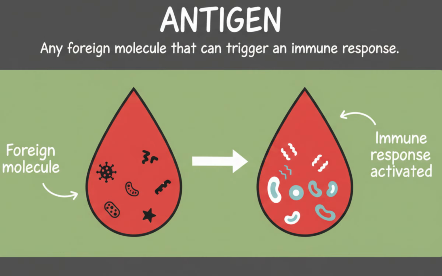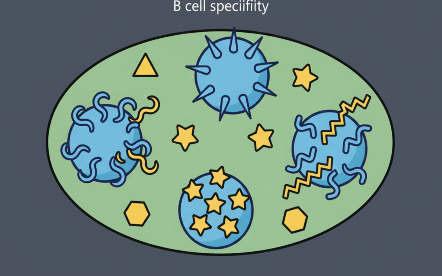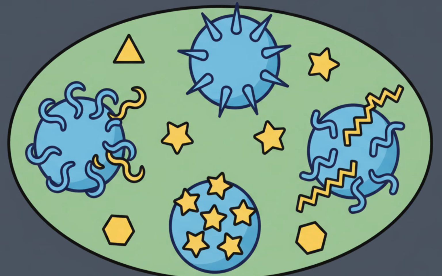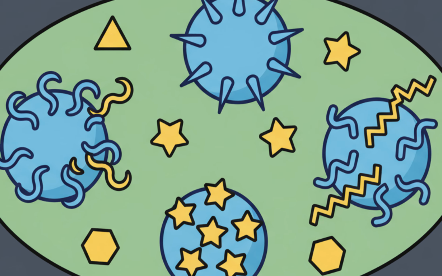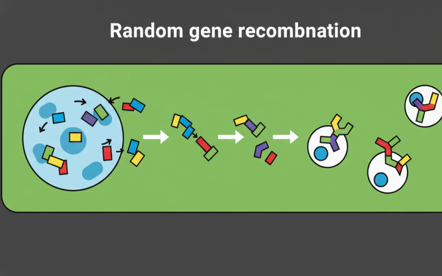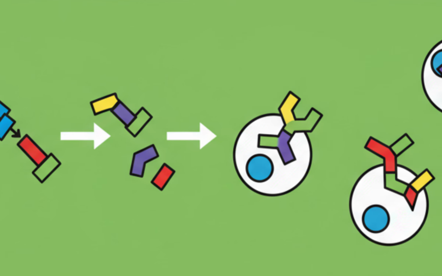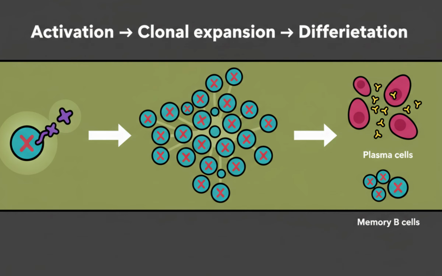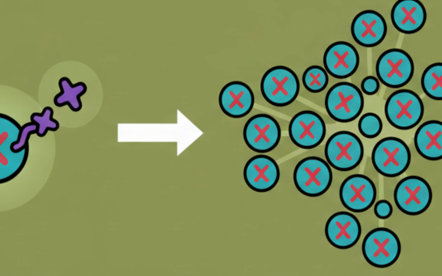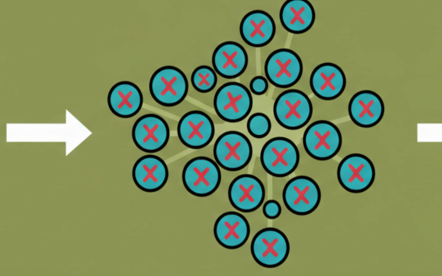An antigen is any foreign molecule capable of triggering an immune response. Each B cell carries a specific receptor on its surface that recognizes only one particular antigen. This specificity is achieved through random gene recombination during B cell development. When the matching antigen appears, the B cell is activated, rapidly multiplies, and differentiates.